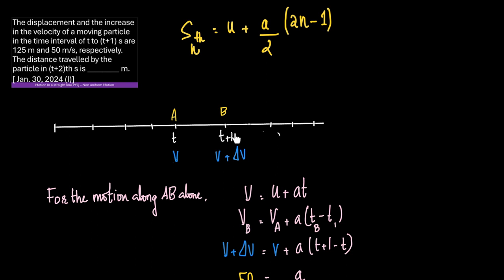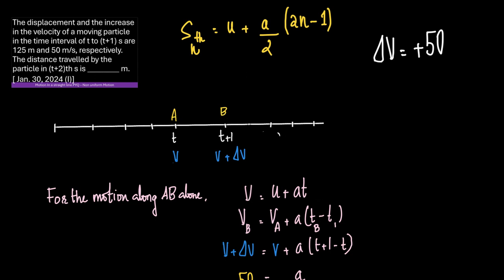Time being t to t plus 1, velocity from v to v plus delta v. Now it is given in the question that there is an increase in the velocity. To be more precise, increase in velocity means delta v is equal to plus 50 meter per second. Now for this portion of the motion alone, which is the motion along AB, we can say that v is equal to u plus at.